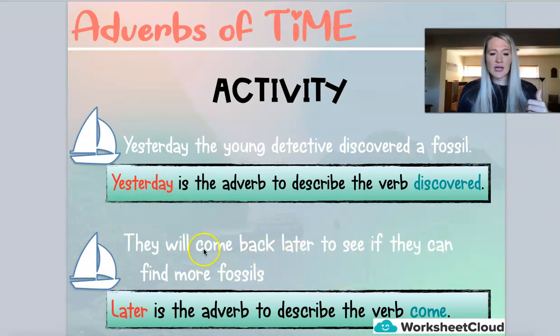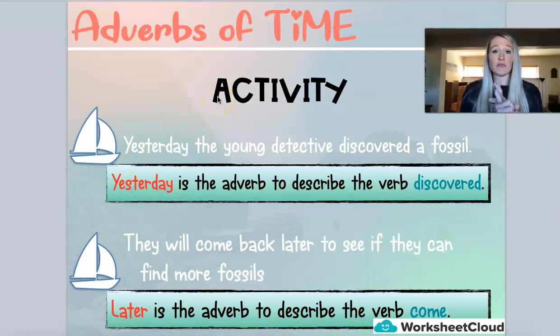The second sentence, they will come back later to see if they can find more fossils. So if we have a look at our sentence over here, the word later is our adverb, and it describes the word come. So when are they coming? Are they coming now? So you always ask yourself, when? When are they coming? Because an adverb of time describes a when. They're coming later to find more fossils. Right. So that is our adverb of time.